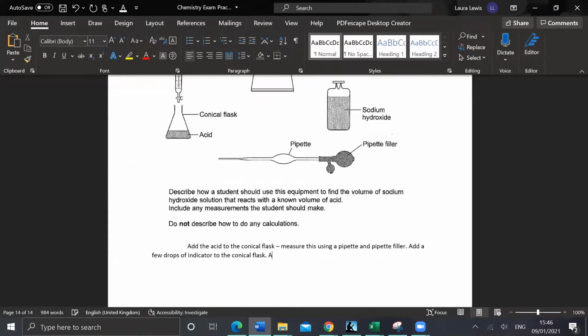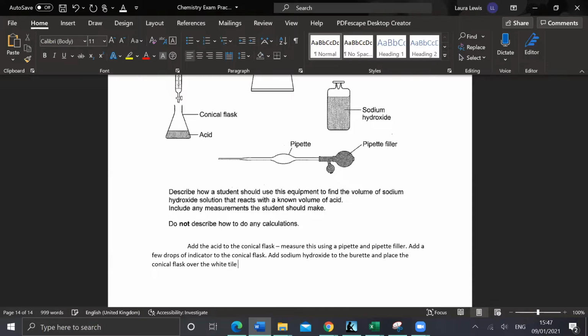So add sodium hydroxide to the burette, and again, make sure the tap's closed. So yeah, like I said, make sure the tap's closed. Place the conical flask over the white tile.